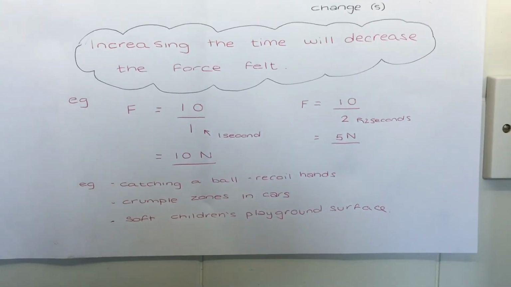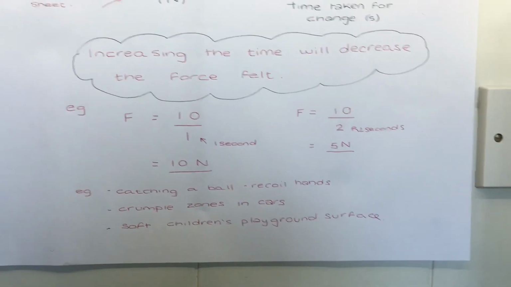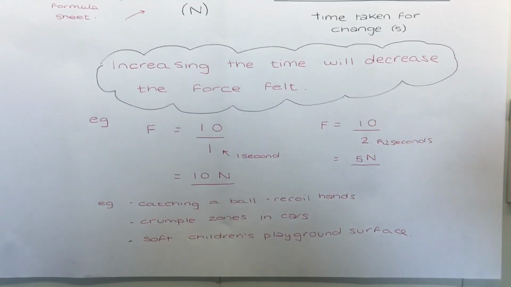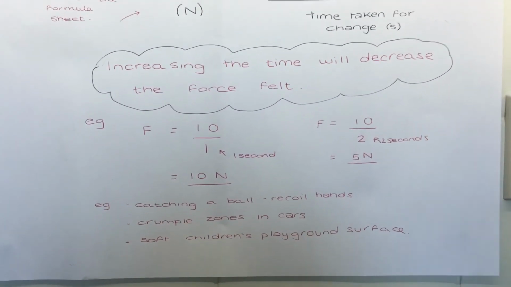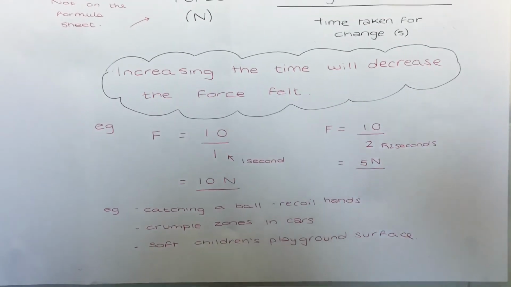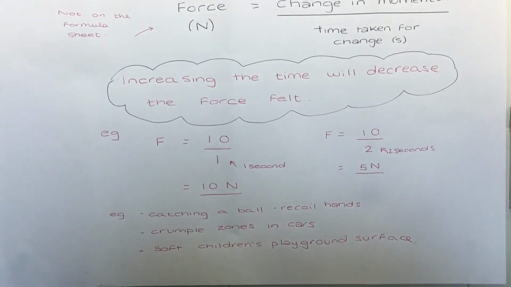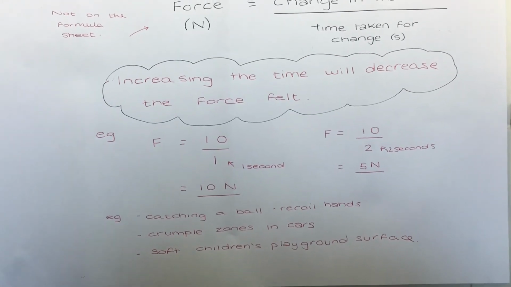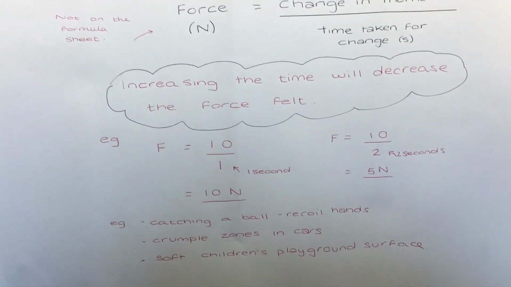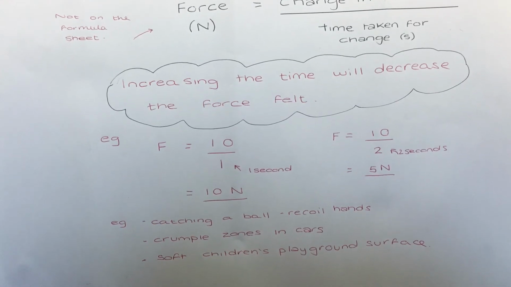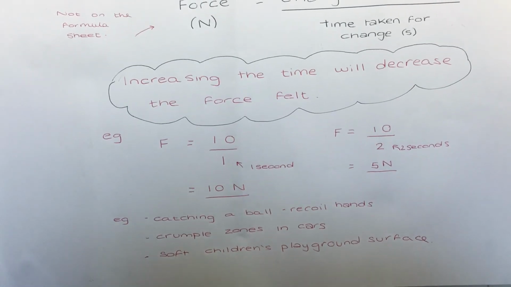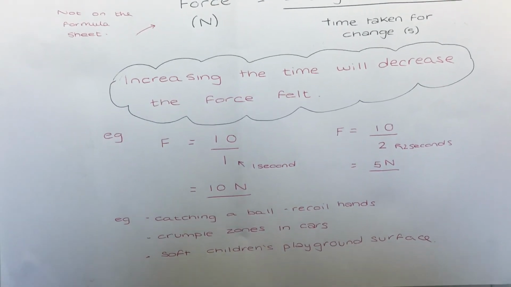Sometimes in the exam they'll ask you, why would a bowler recoil or pull back their hands, not a bowler, a catcher, pull back their hands before catching the ball? Well, that will increase the time taken for the change in momentum. Also, crumple zones in cars, why do we have them? Increases the time. And they can also relate it to things you would never even think about, like soft children's playground surface. I think I've even seen it related to a person's trainer as well.